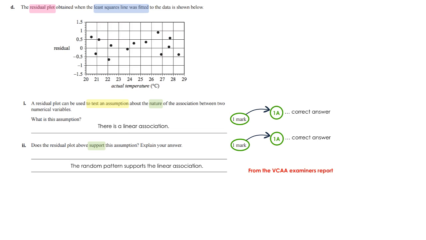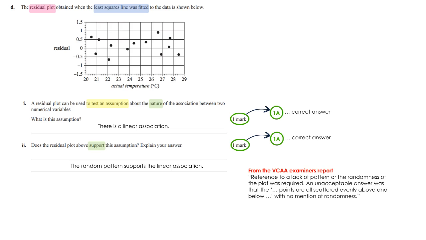From the VCAA examiner's report, we are told that reference to a lack of pattern or the randomness of the plot was required. An unacceptable answer was that the points are all scattered evenly above and below, with no mention of randomness. So basically, the randomness or the lack of pattern were required here.